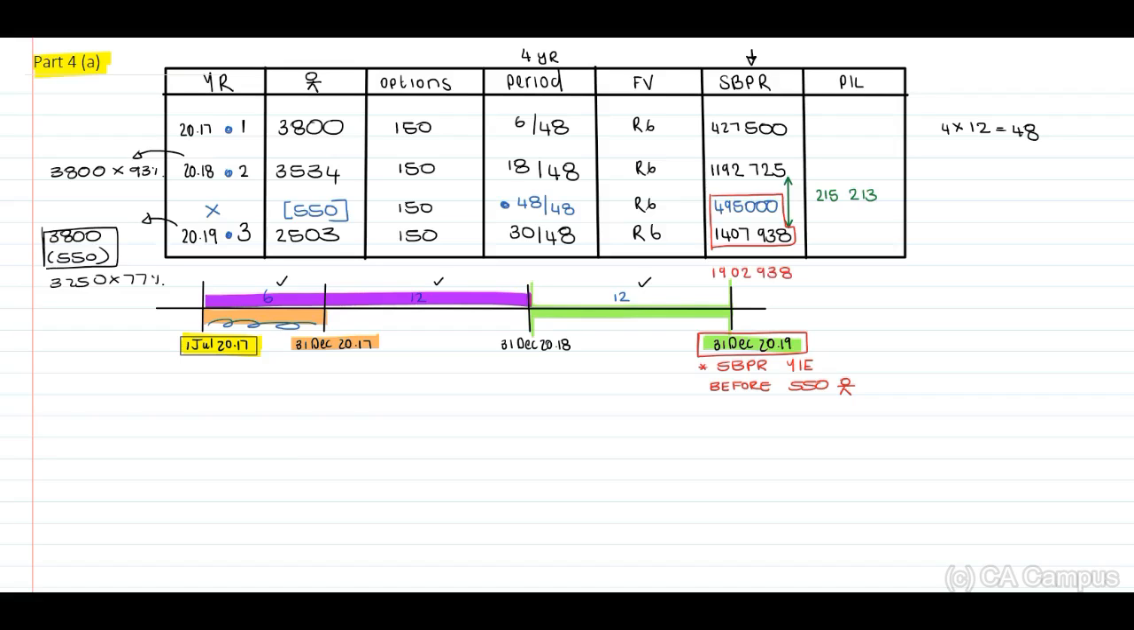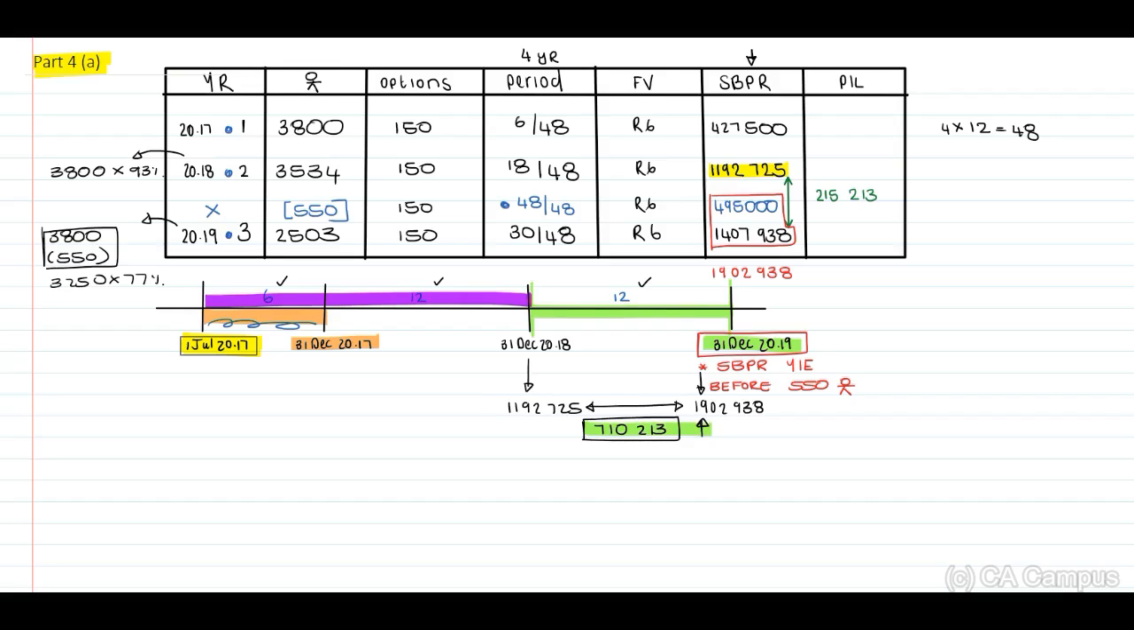Therefore, the movement from the 119,275, if you include this on your timeline, 119,275 to an amount of 190,238. Guys, this movement will be an amount of 710,213. Therefore, our share-based payment reserve will increase with this amount, right?